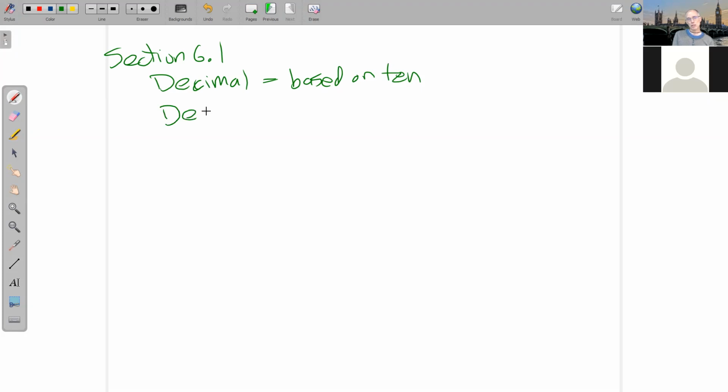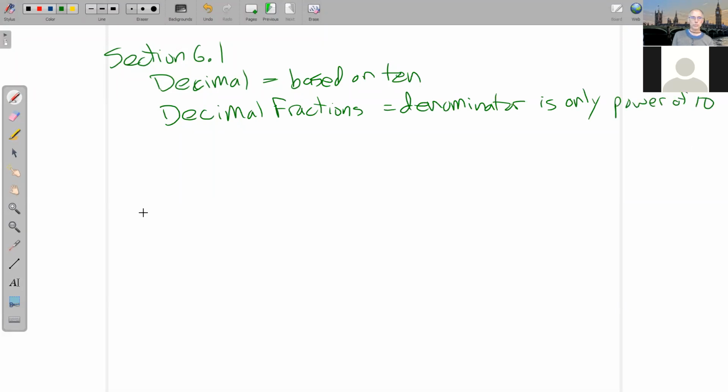Then what we're really talking about here actually is decimal fractions. Decimal fractions means the denominator is only a power of 10. So decimals are things like 7 is a decimal number. 326 is a decimal number. 2.37 is a decimal number.